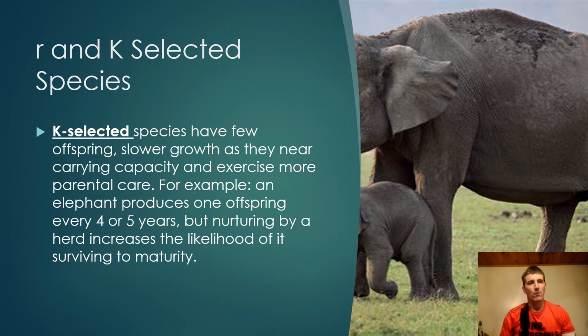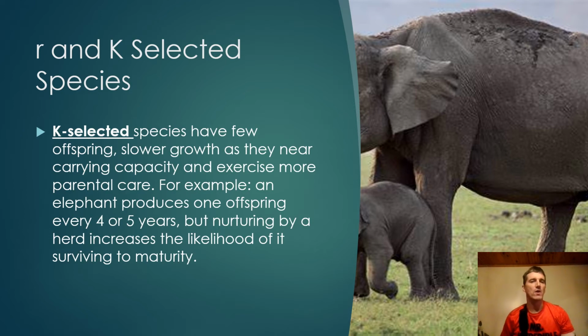The opposite of that would be K-selected species. Remember, K is the notation we use for carrying capacity. So these are species that have few offspring. The growth rate slows down as they approach a carrying capacity. They have few offspring, but there's a lot of investment in those offspring, and the offspring have a pretty high likelihood of surviving. An elephant.